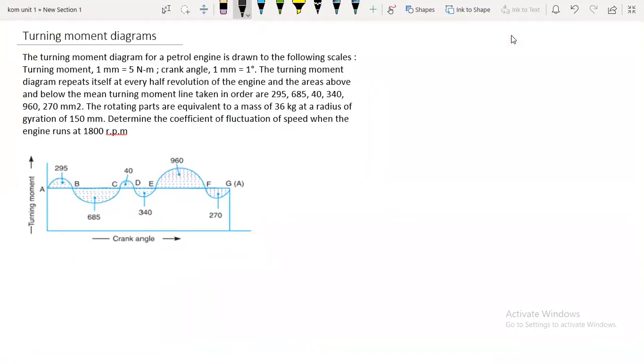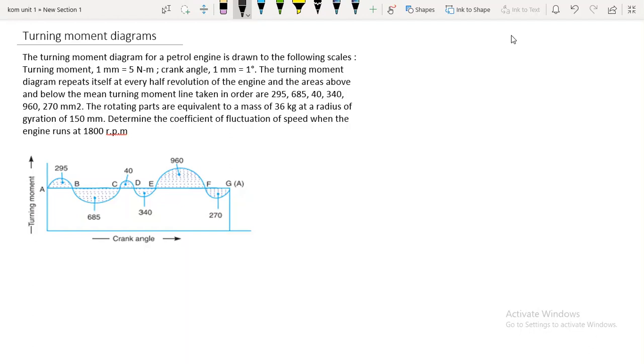Hello everyone. In this class, we are going to discuss the problem on the turning moment diagram. Here is a problem on the turning moment diagram for a petrol engine in which the scale for the turning moment and for the crank angle is given respectively. Also, some areas above and below the mean turning moment line are given, and a mass of 36 kg at a radius of gyration of 150 mm is given, and the engine runs at a speed of 1800 rpm. Using this data, we have to find out the coefficient of fluctuation of speed.